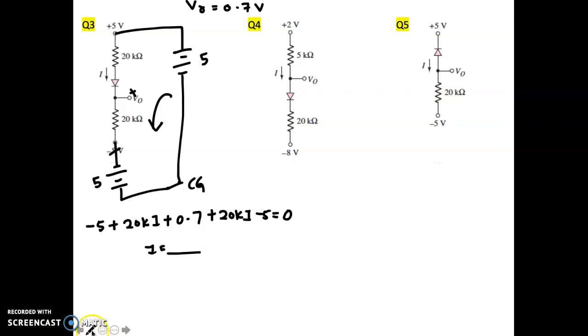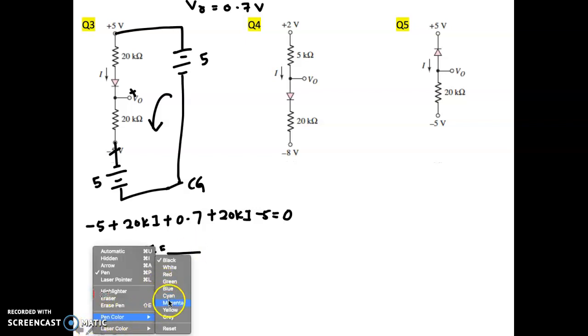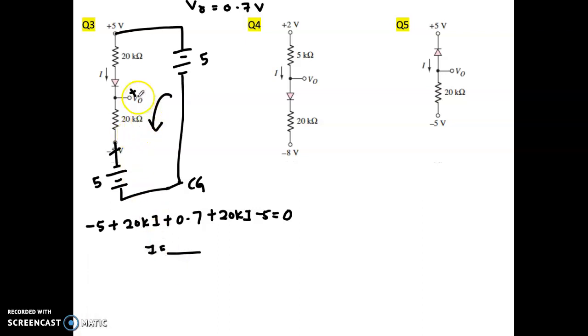Okay, the second question is the voltage. So what is maybe the voltage at the diode, V out here? So let's see where the V out probe is. So the V out probe is after the diode until the common ground. So we make the KVL equation again. So it becomes minus 5 plus 20K I.